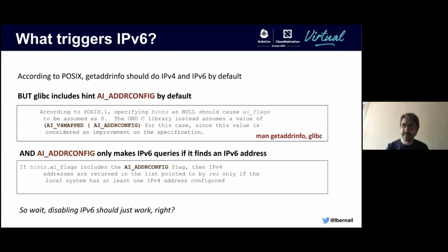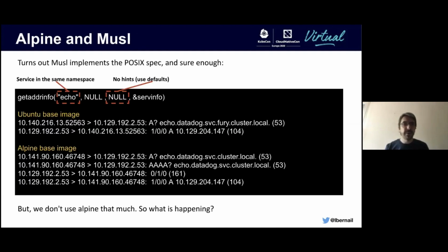So that's weird. We continued digging, and what we found is that we're not only running Ubuntu and glibc, we're also running some Alpine containers that are using musl as a libc provider. And look at this. When you do this very simple query on an Ubuntu-based image and on an Alpine-based image, in one case you get only IPv4, and in the second case you get IPv4 and IPv6. The reason is that musl implements the POSIX specification exactly, and not the helpful hint that glibc provides. So that explains part of it.